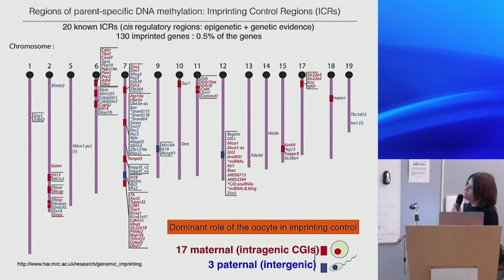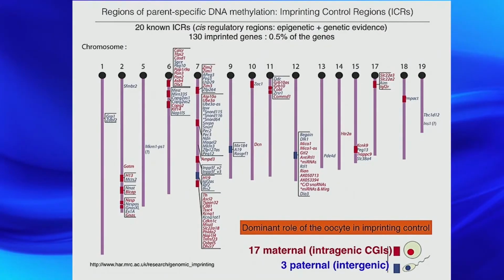And here is a mouse karyotype, and these bars represent the ICRs where they map, and you can see all the imprinted genes that are clustered around these regions because they are acting as cis-regulatory regions. And you can see that some of them will be maternally expressed and some will be paternally expressed. And this reflects actually the complexity of regulation mechanisms that act on imprinted loci to regulate monoallelic expression.